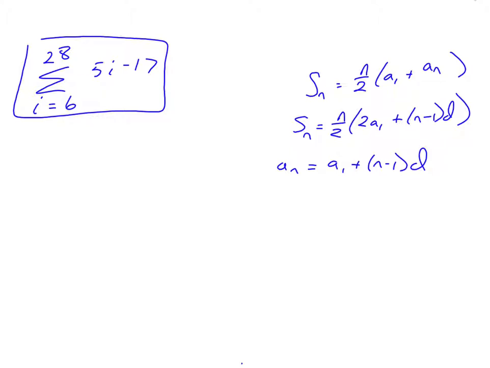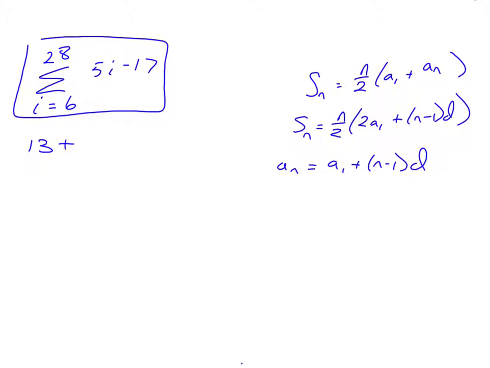What you do is you start by plugging in the number that's on the bottom. So I'm going to plug 6 in for I. If I plug 6 in for I, 5 times 6 is 30, and 30 minus 17 gives me 13. So that means 13 is the first term in this series.